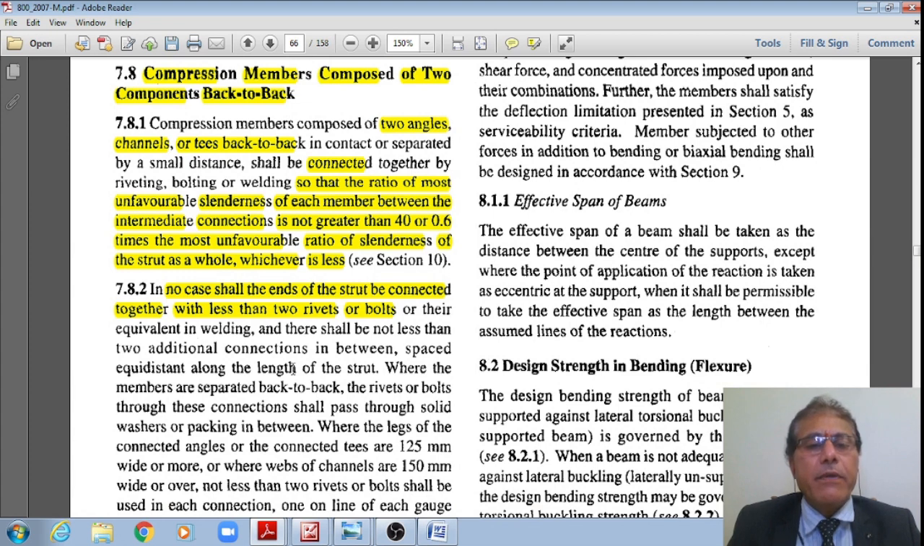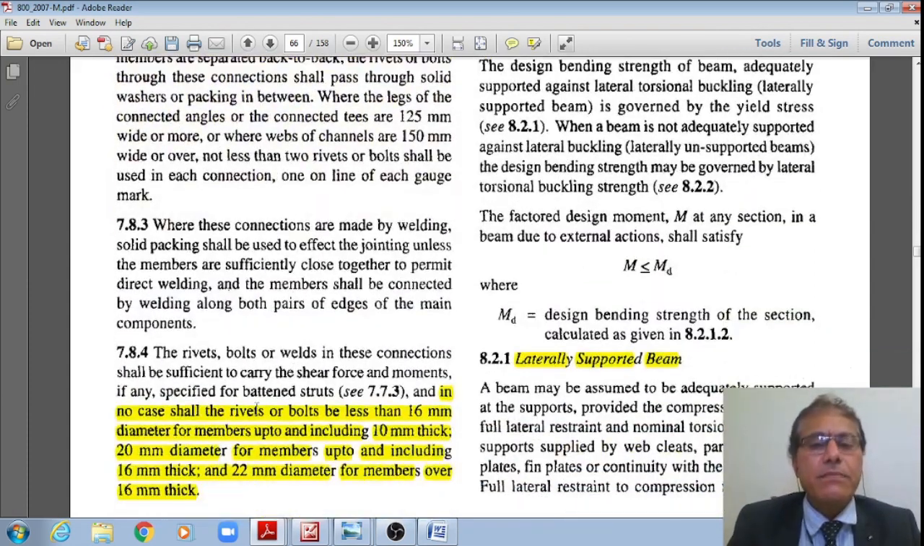We'll see this during designs, right? With a numeric problem. In no case shall the ends of the strut be connected together with less than 2 bolts. Please make a note. You cannot put just one bolt, even if it is required. You should at least put 2 bolts, students, right? And the diameter of these bolts is also given.